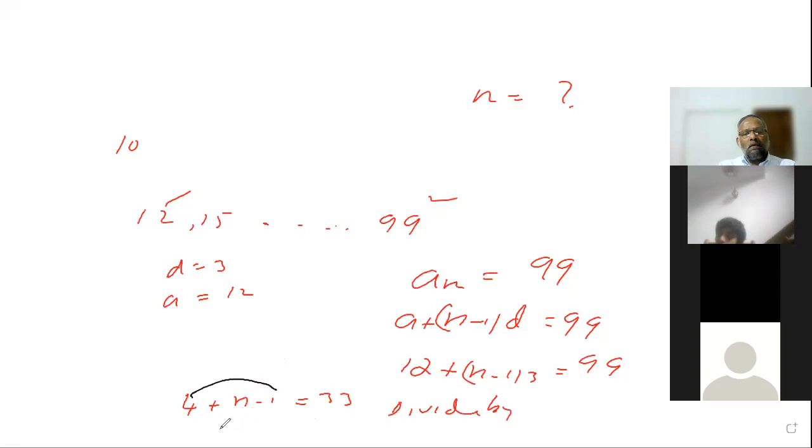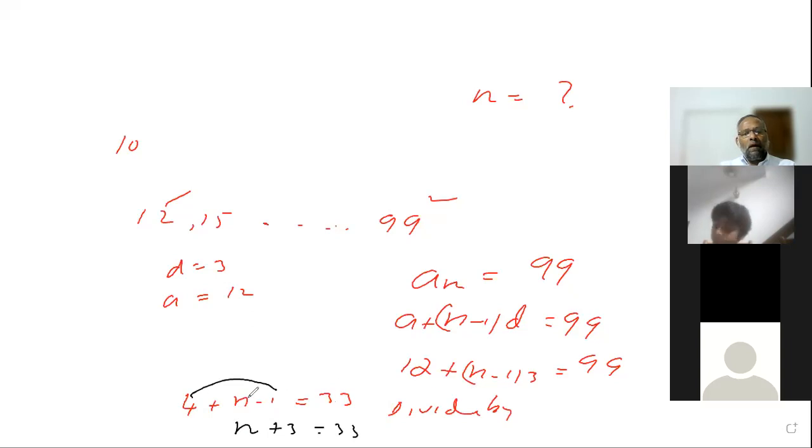That is 3. Sir, why can't we take 4 to the other side, transposing? We can transpose, any method you can do. You can transpose 1 also. What I am doing here: n, what is 4 minus 1? 3. So n plus 3 is equal to 33. Now we know very clearly n is equal to 30.